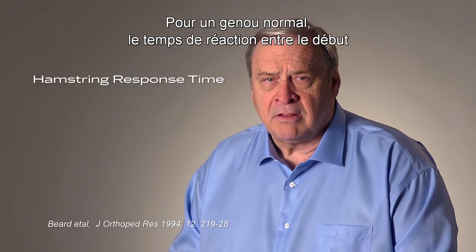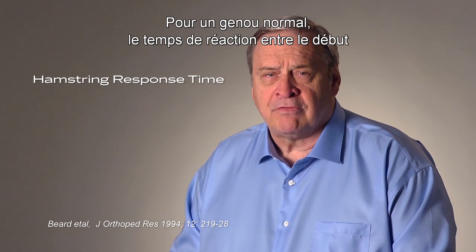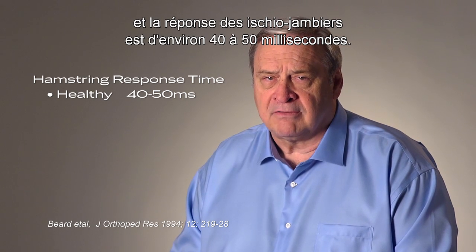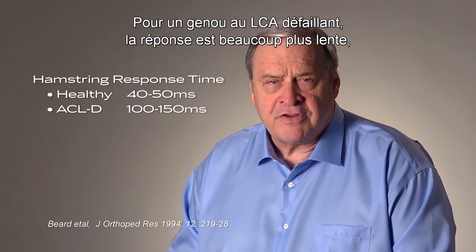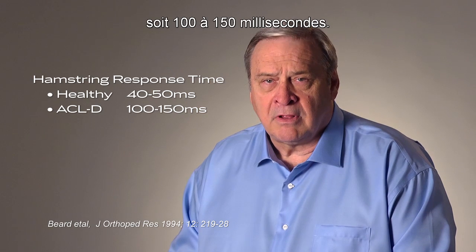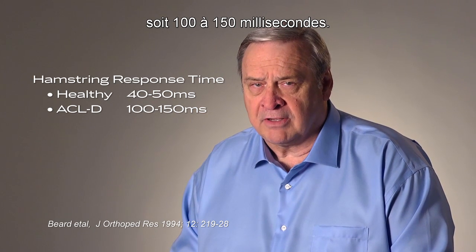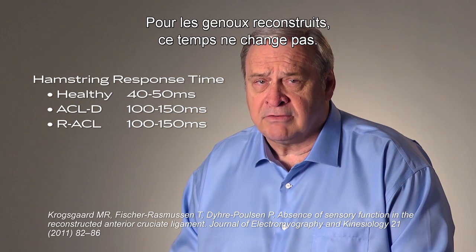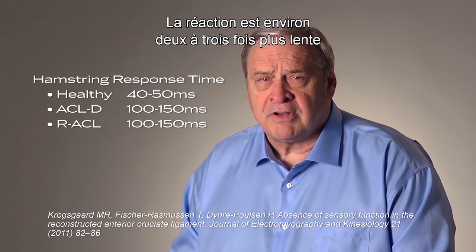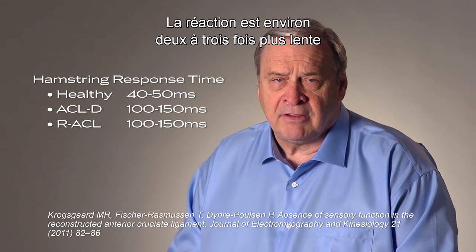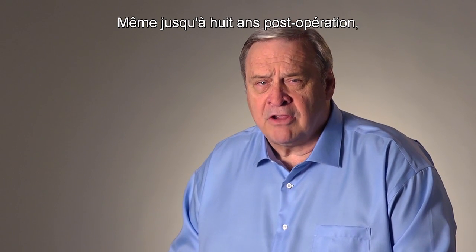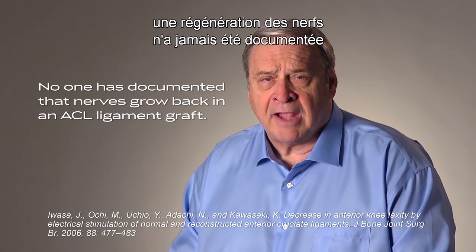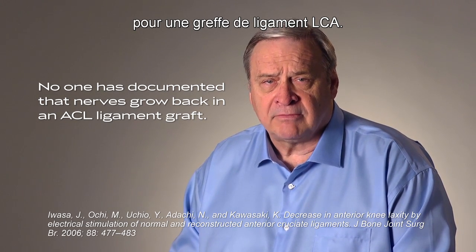In a normal knee, from the time the tibia begins to move until the hamstrings respond is about 40 to 50 milliseconds. In an ACL deficient knee, it is much slower, 100 to 150 milliseconds. In reconstructed knees, that time does not change. It is still about 2 to 3 times slower than in a healthy knee. Even up to 8 years post-operatively, no one has documented that nerves grow back in an ACL ligament graft.